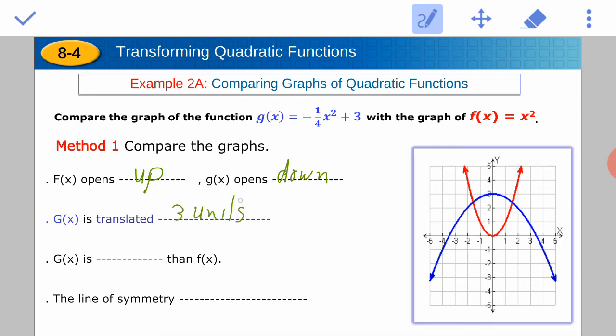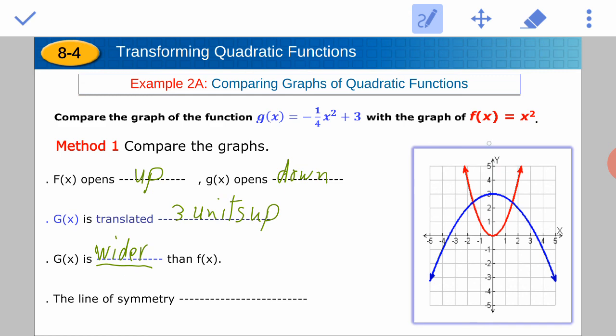Good. Another characteristic to compare the two graphs, guys: g of x is wider or narrower than f of x? Guys, apparently the blue one is much wider than the red one, so g of x is wider. Guys, consider if you start with f of x, you need to change this word, because f of x is narrower than g of x. Order is very important.